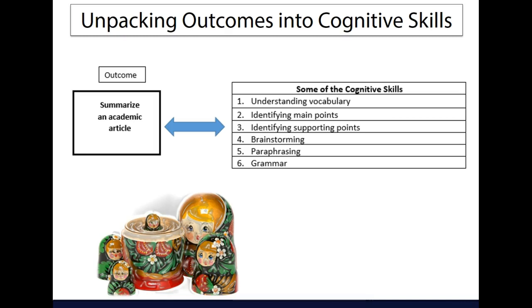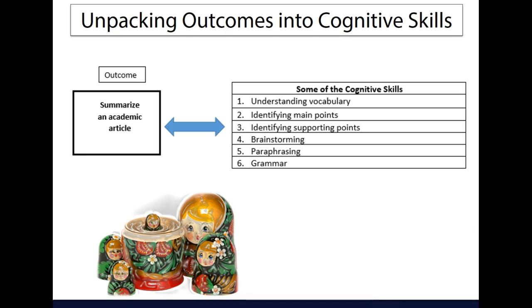But the professor of that class has probably automized that. For us, summarizing an article is an automized task like hitting a golf ball is for a golfer. But think about your students. For many of them, that is an outcome that has a whole bunch of sub-skills. I'm going to call them cognitive skills.